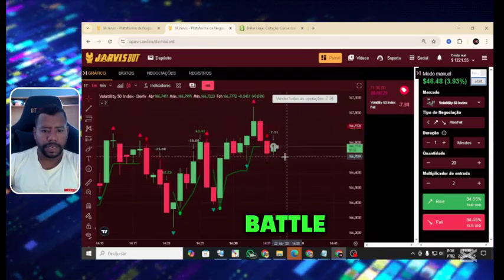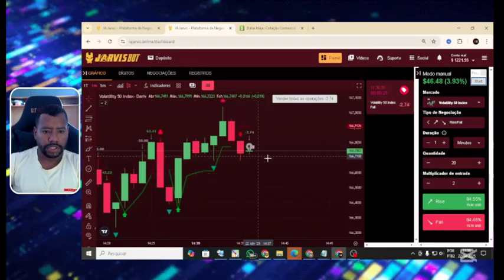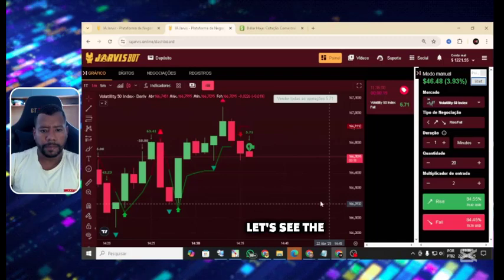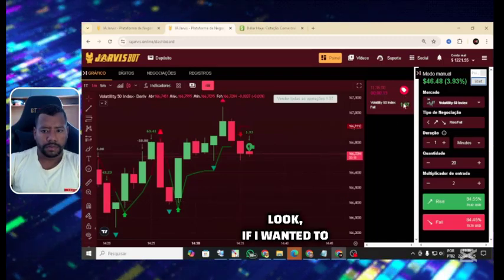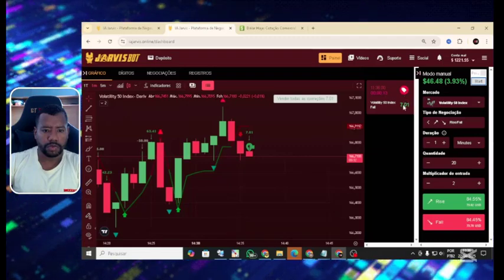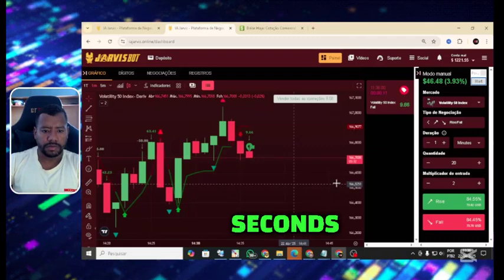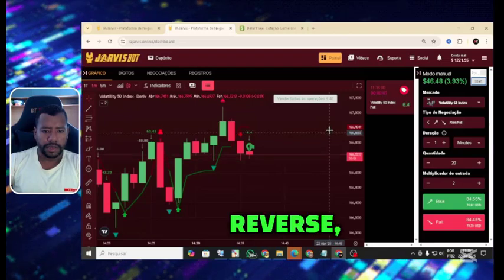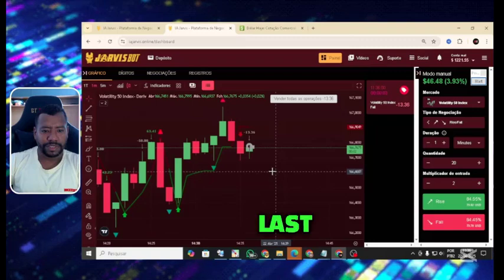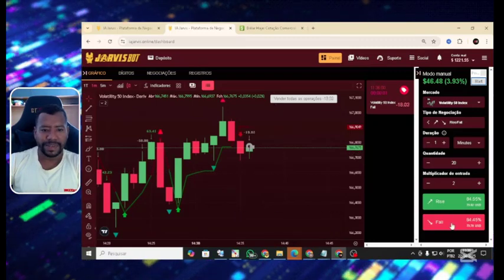Wait, the battle at our entry point. Up, down, up, down. 20 seconds left. Let's see the outcome. If I wanted to sell now, I'd make $7 profit. 10 seconds left. It won't reverse, but it might. Anything can happen. Look, it's coming back in the last seconds and we've lost the trade.